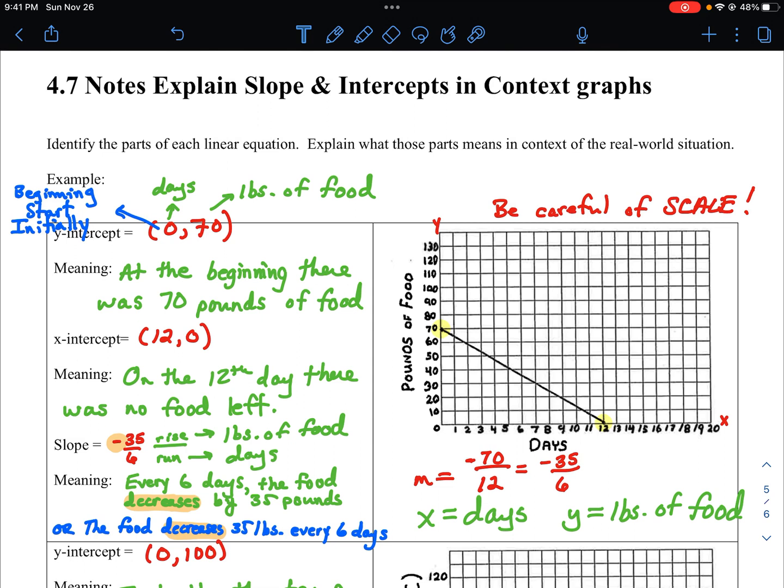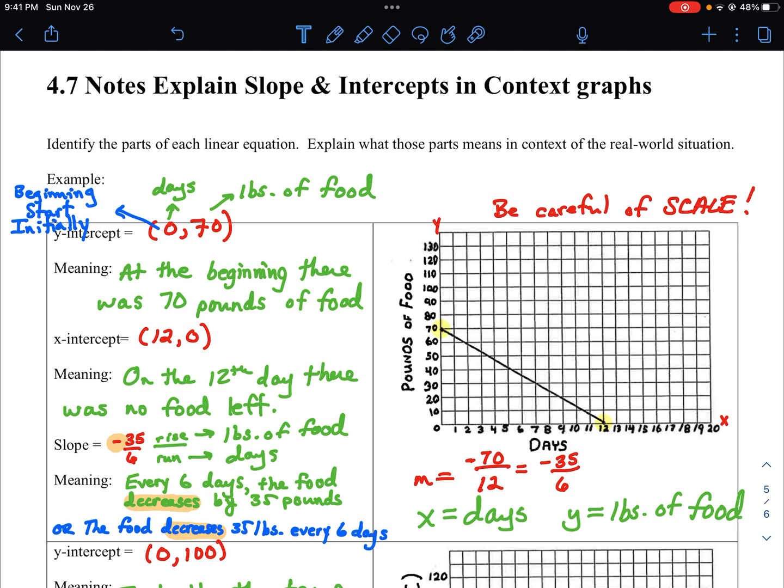So you're going to read that over here as negative 35 over 6. That's the rise over the run, the number of pounds over the number of days. The meaning of that is every 6 days, the food decreases by 35 pounds. And if you wanted to reduce that to a decimal, that would be fine. It would just be pounds per day.